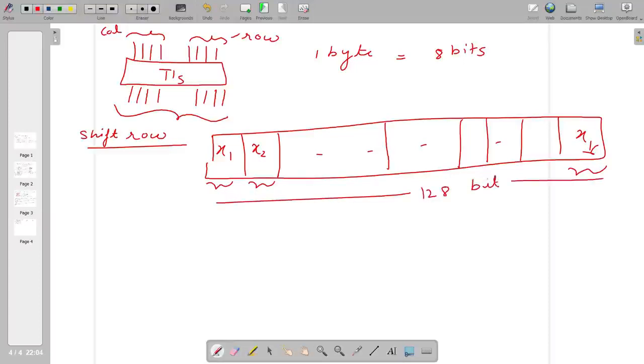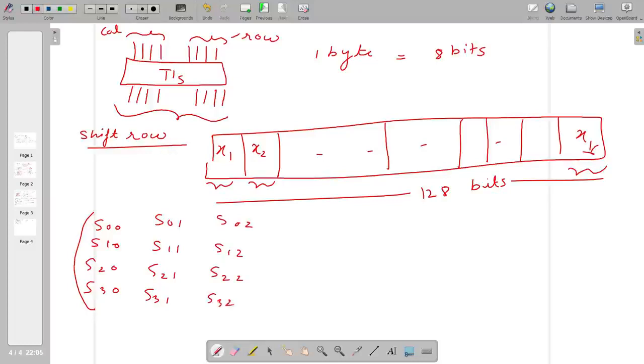And we can represent it in the form of a matrix. Like for example, this matrix is S00, S10, S20, S30, then S01, S11, S21 and S31. Similarly S02, S12, S22, S32. Similarly S03, S13, S23 and S33. So this is state wise operation, and it has 4 into 4 bytes. Every state is going to represent a byte. It is a 4 into 4 matrix.